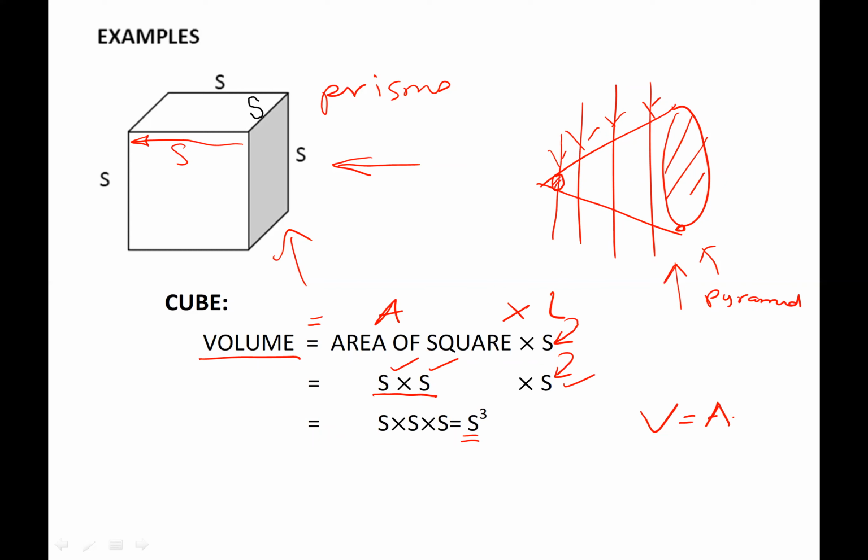So you could learn S cube, or you could just simply remember that the volume of any prism is A, the cross-sectional area, times L, the length perpendicular to it. But you need to know how to get the cross-sectional area of different things. So a square is easy, it's side by side, right?